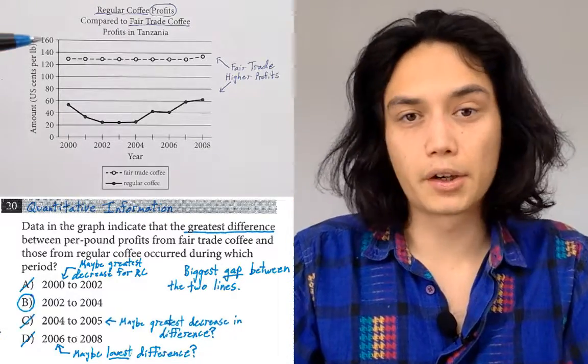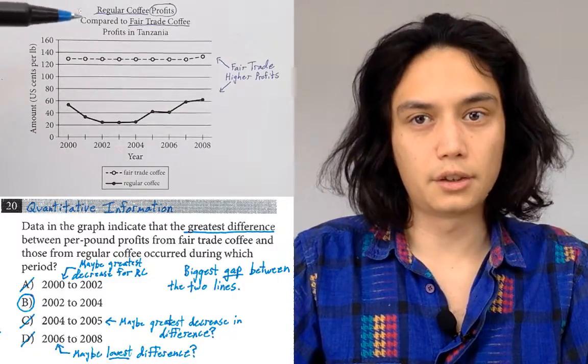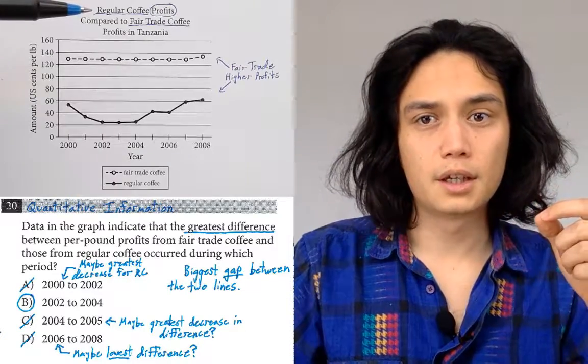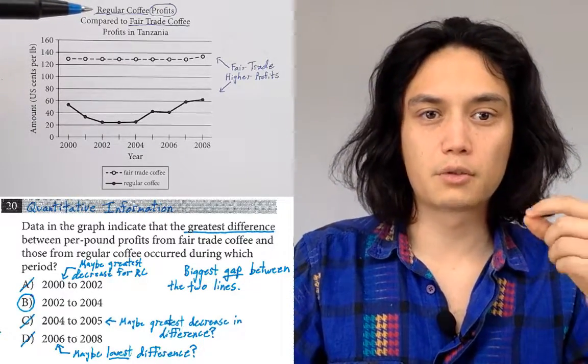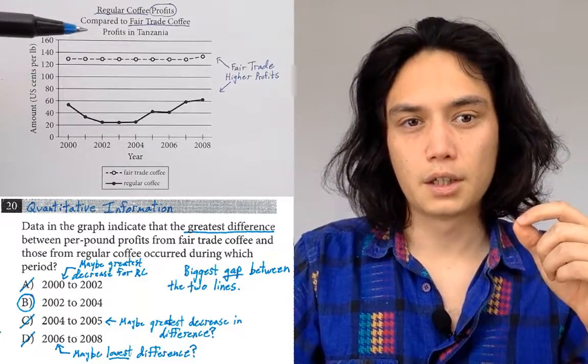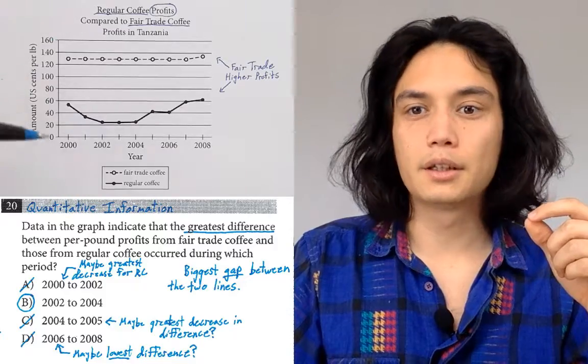So let's just get our bearings here and think about what the graph is about. We're going to start with the title of the graph. Here, this is a graph of regular coffee profits, and we're comparing those profits, the regular coffee ones, to the profits from fair trade coffee. All right, so that's the title. And now we're going to look for that to happen in the graph.